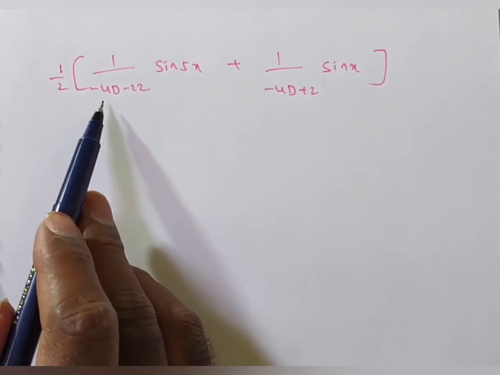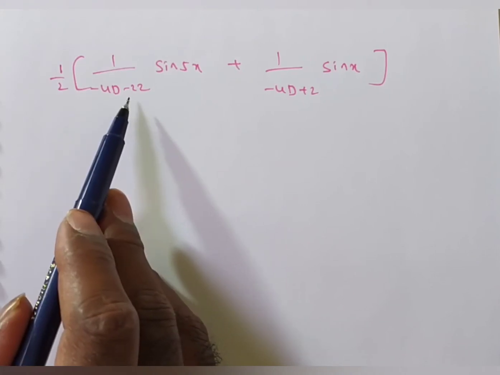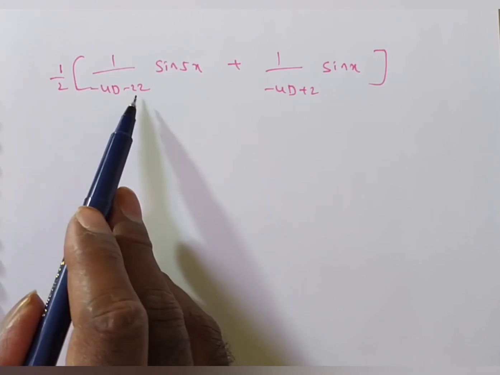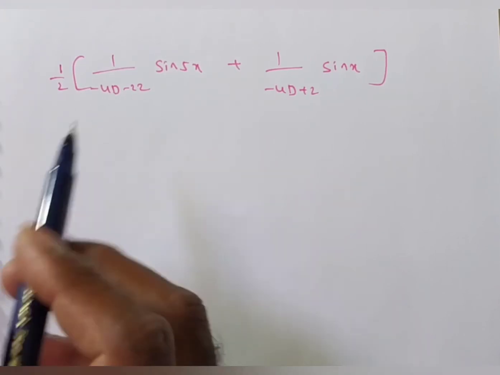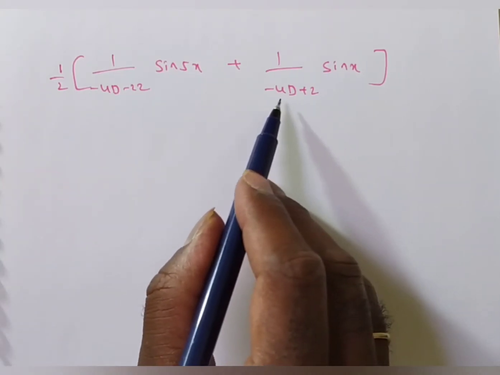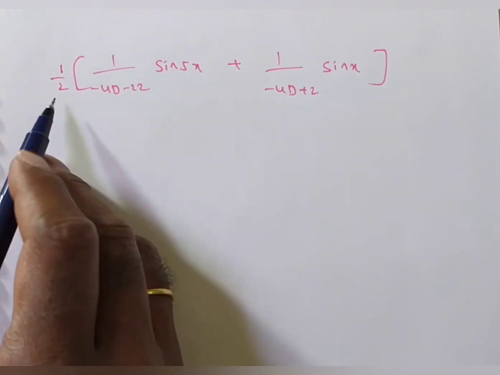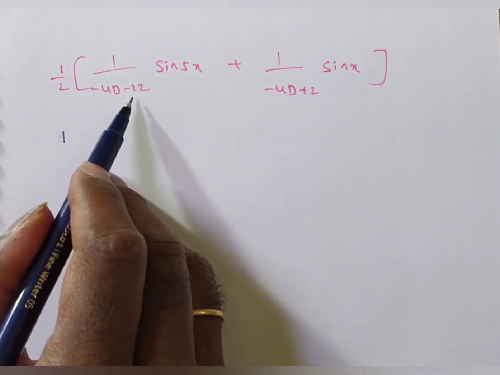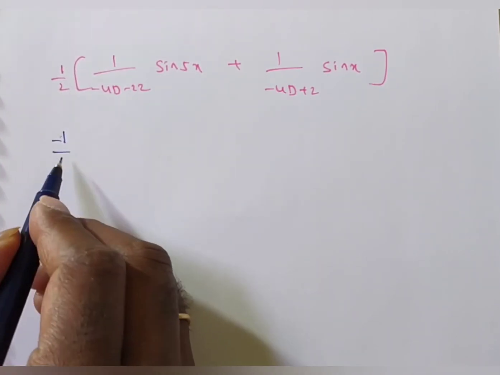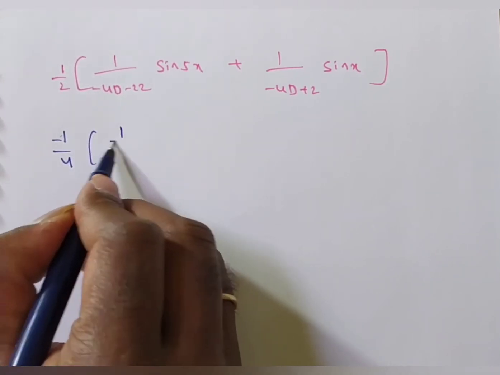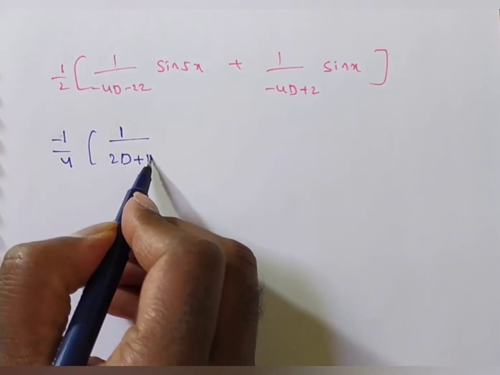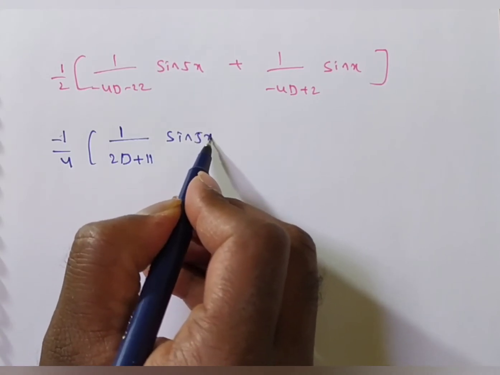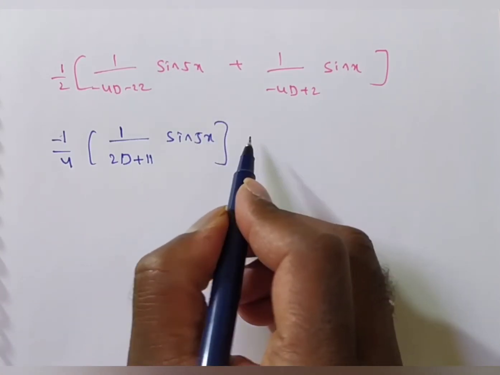Now from these two, I can take minus 2 as common, because this is 22. Otherwise, if it is 24, you can take minus 4 as common. Now from these two you can take minus 2 as common. Now I am splitting these two terms. Then 1 by 2 is outside. Inside, if I take minus 2 in common, it is minus 1 by 4 times 1 by 2D plus 11 times sine 5x. Okay, close the bracket. Next, 1 by 2 is there.